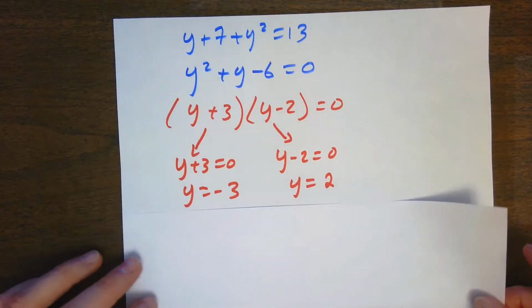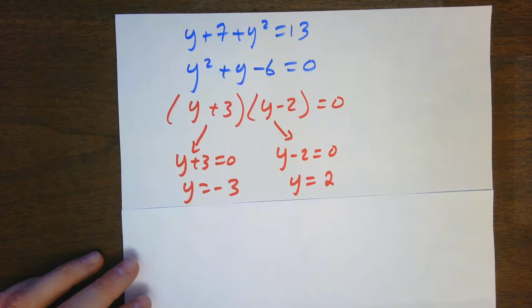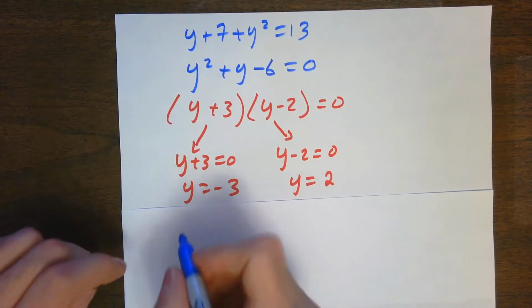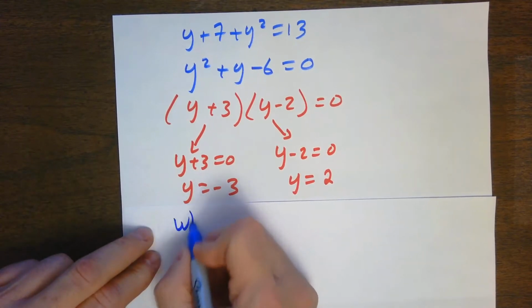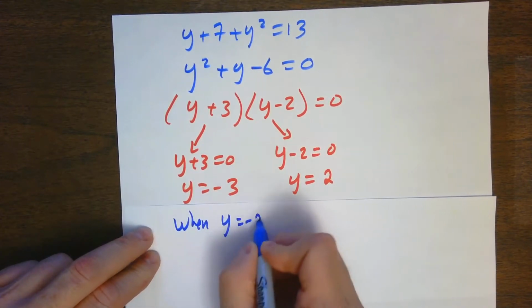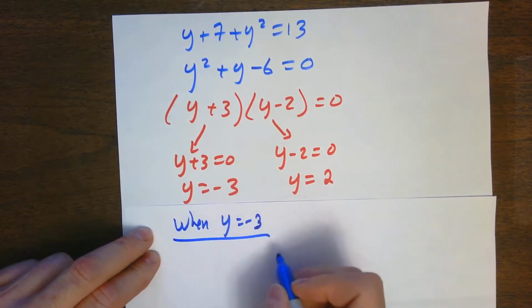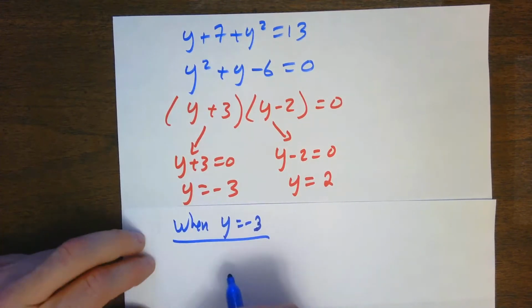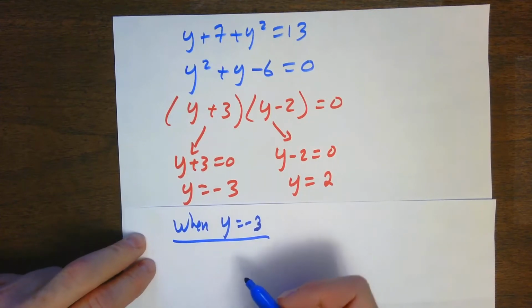So let's see what happens when y is negative 3. Let me see, my blue pen seems to be dying. Let me see if I can find another one. When y equals negative 3, I need to plug that back into one of my original equations. Does it matter which equation? No, not at all. I could use the line or the parabola.